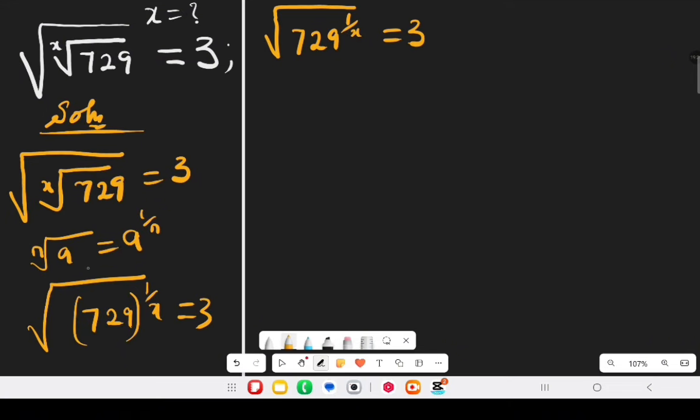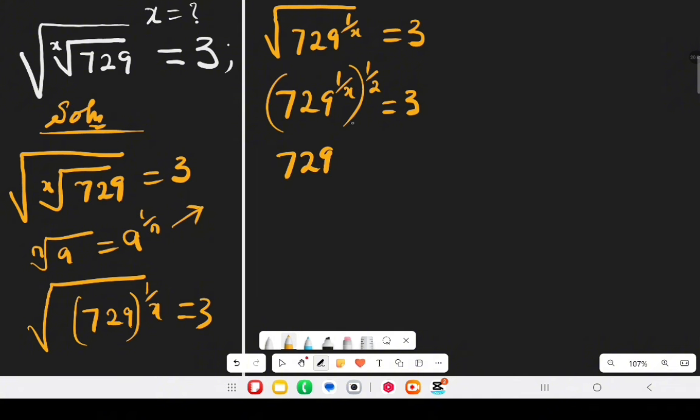When we apply the nth root law of indices, we are going to have 729 raised to the power of 1 over x, or raised to the power of 1 over 2, which is equal to 3. Then when we multiply the powers, we have 729 raised to the power of 1 times 1 gives us 1, and 2 times x gives us 2x. So we have 729 raised to the power of 1 over 2x equal to 3.